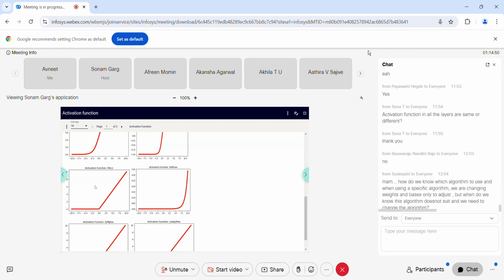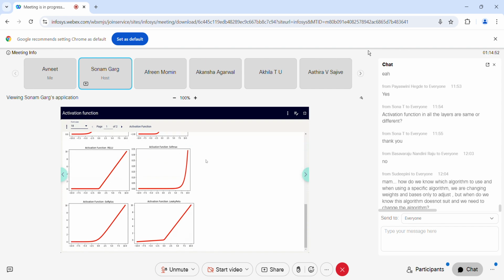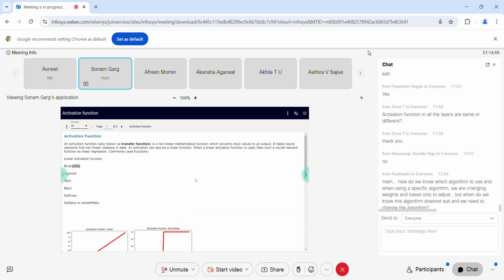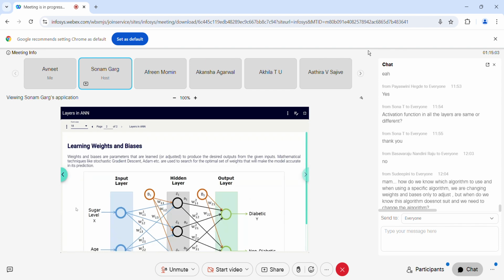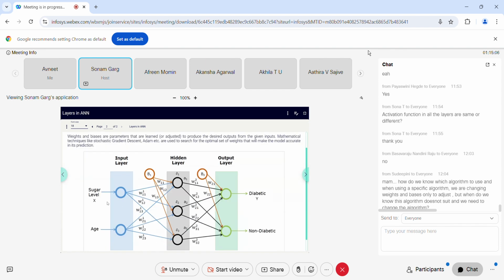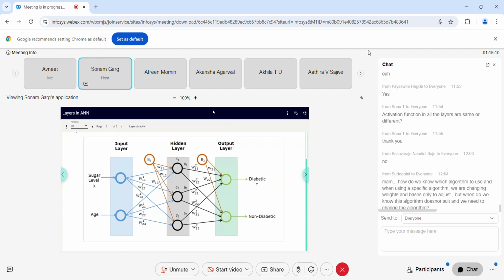Okay, ReLU graph comes like this. Softmax you can see, softplus and leaky ReLU. These are different sets of functions. Now there's one more thing which these functions do. Let's say the sugar level will be, what will be the sugar level? Maybe 0 to some range, let's take 500. And age will be 0 to 100, okay?